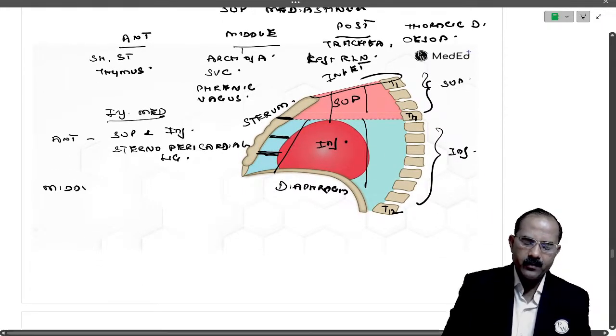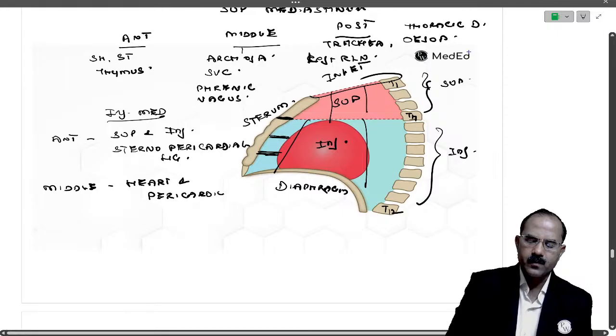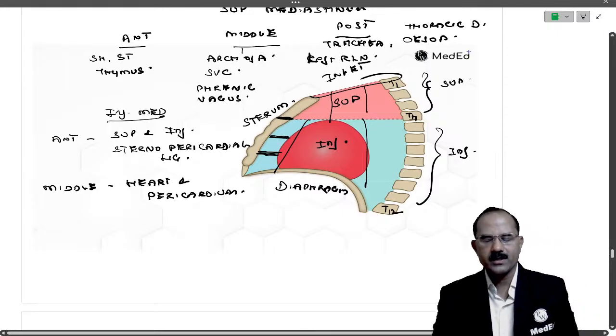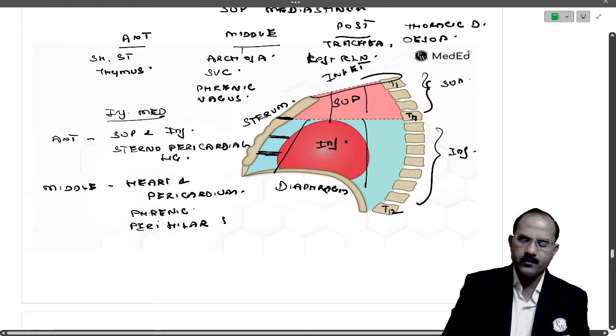In the middle part, what do we get? We get the heart and the pericardium. What else? We get the phrenic nerve. Some books mention the phrenic nerve, and we also get perihilar lymph nodes. In the posterior part, we get the trachea.